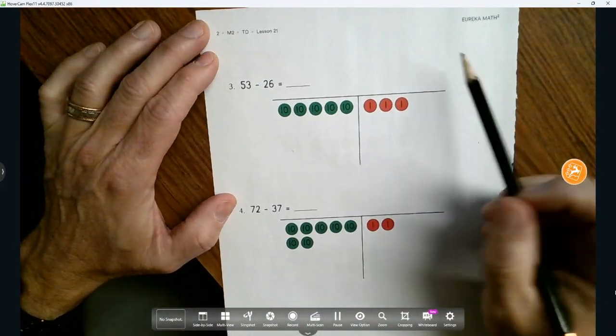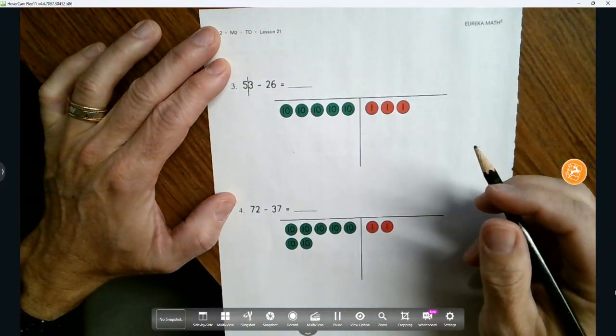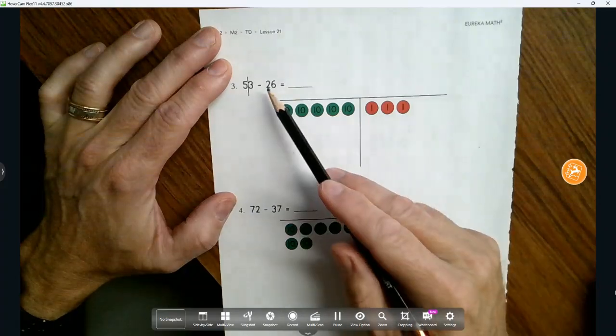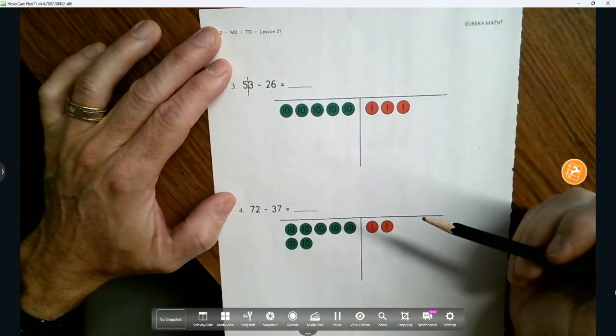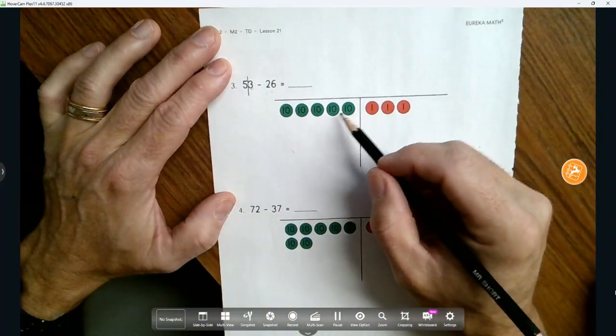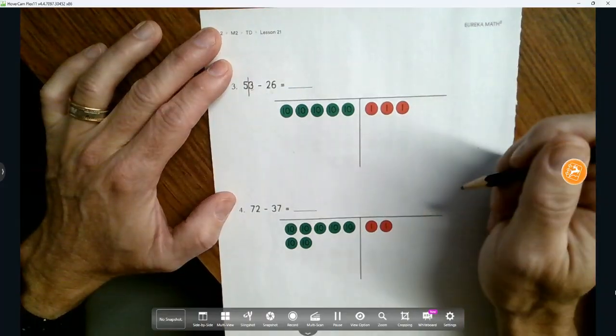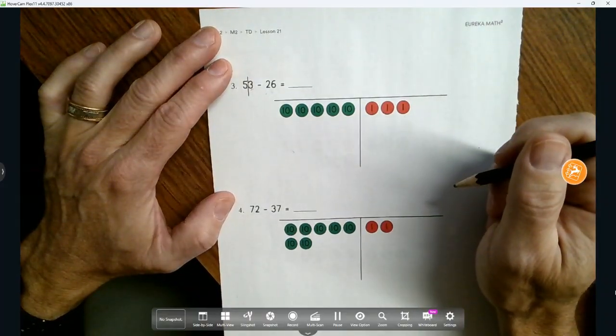Okay. On the back, we have 53 minus 26. Oh, this is 2 digits. I'm going to help you with this one because it's 2 digits for the first time. So we have 1, 2, 3 ones. Check. We have 1, 2, 3, 4, 5 tens. 5 tens. Check. All right. So we need to take away 6 ones. We don't have 6 ones.